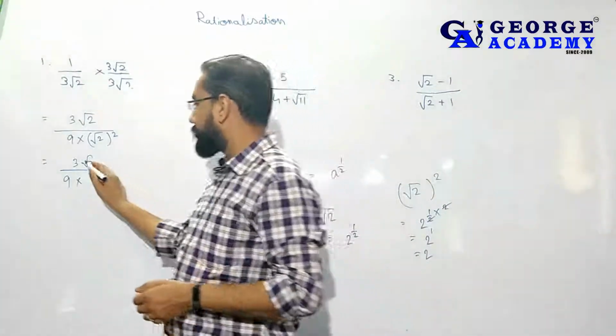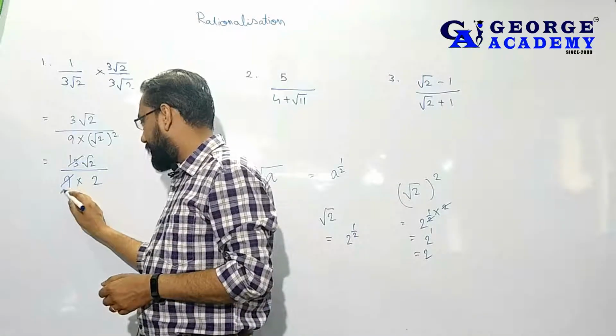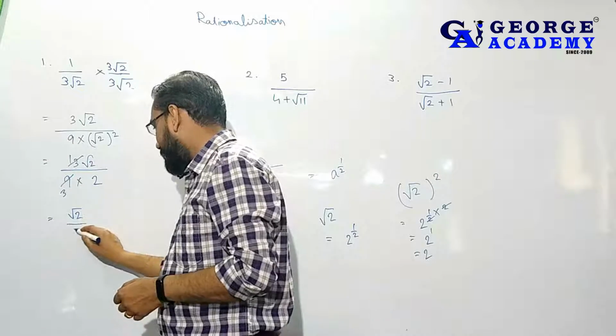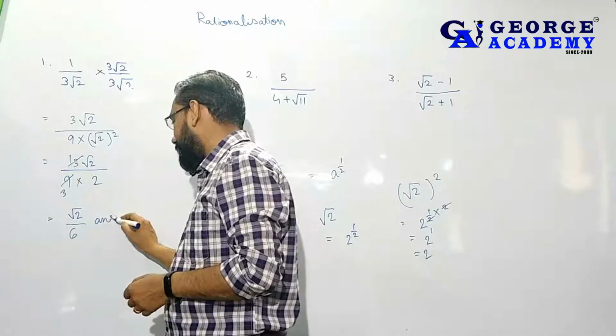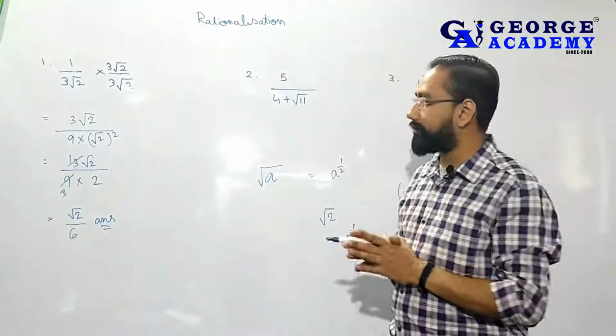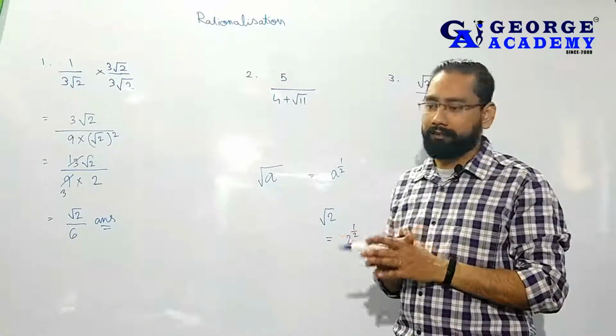This can be reduced. 3 1s are 3, 3 3s are 9. So we are getting root 2 by 6. Now we can see there is no root in the denominator. That means we have rationalized the number.